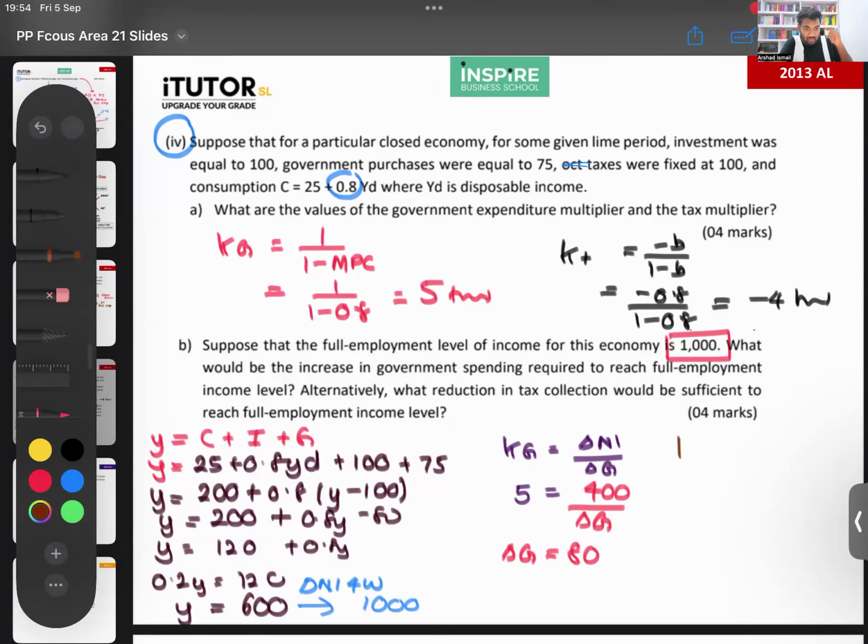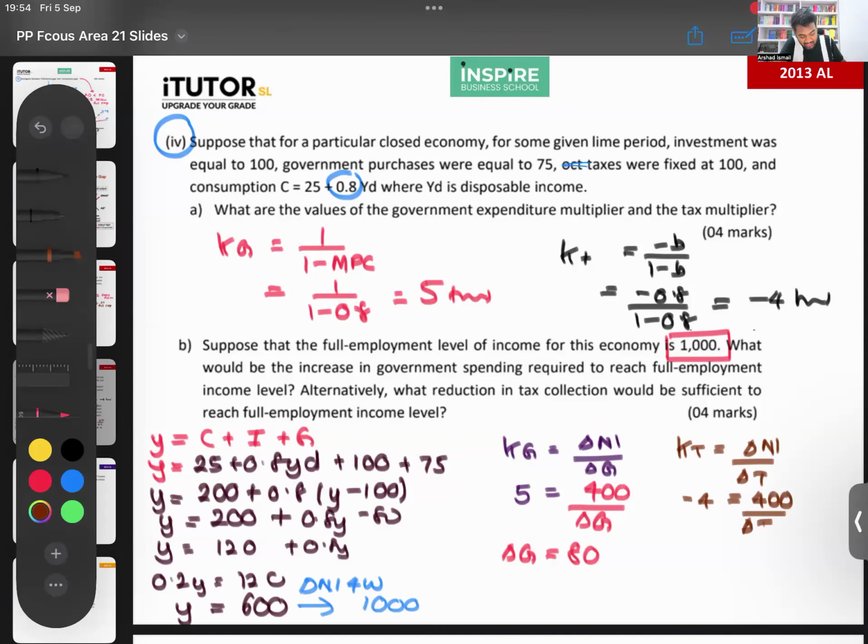Why are we using change in income? So we are seeing, for example, to get a change in income of 400, by how much would government spending change? That's what we're trying to calculate. So then you can do it with the tax multiplier. The tax multiplier we got is minus 4. You want national income to change by 400.